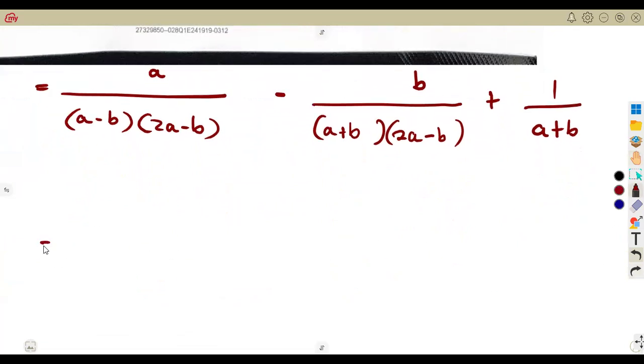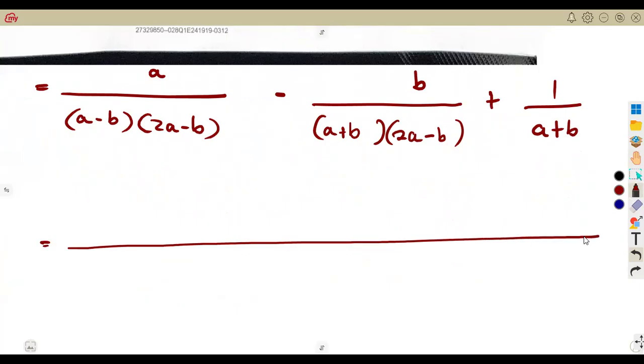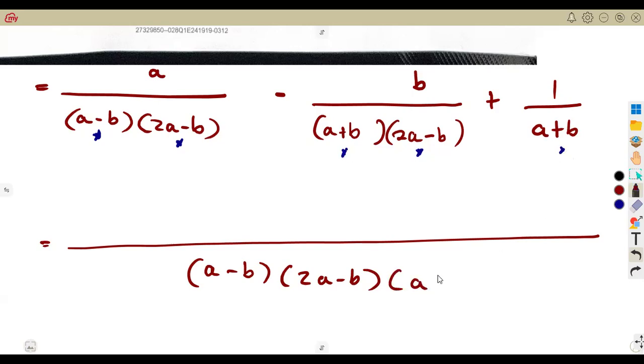Let's see what we're going to have at the end. So that's a minus b. We just have this one, we do not have any other a minus b. Then 2a minus b, there is 2a minus b here, it's just a repetition, just take it as it is. Then we have a plus b here, which is just a repetition. Just take it as it is. So this is our LCD or the LCM of all these denominators that we had.